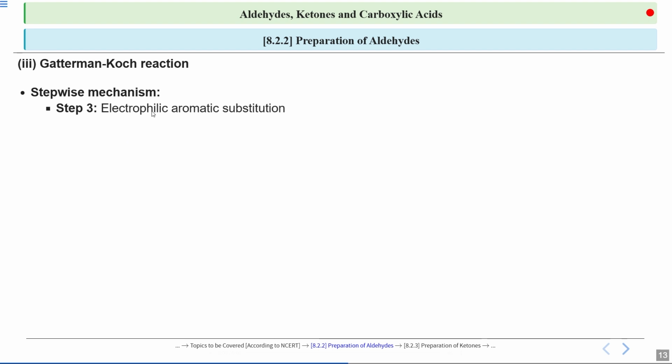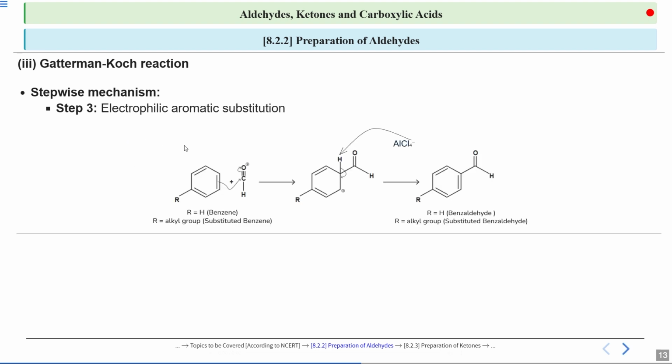If I talk about it, it is an electrophilic aromatic substitution. In this process, the aromatic ring acts like a magnet for a positively charged electrophile. And in this case, what will be your electrophile? It is a formyl cation in this case. This is your electrophile. As the reaction progresses, the formyl cation attaches to the aromatic ring.